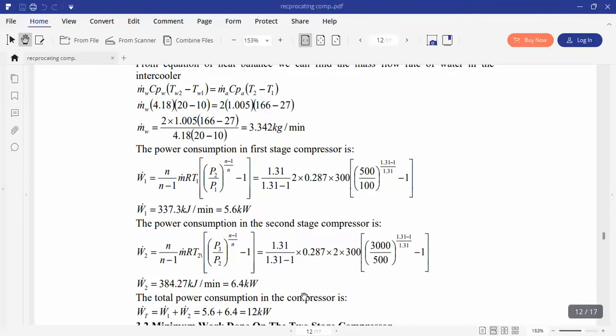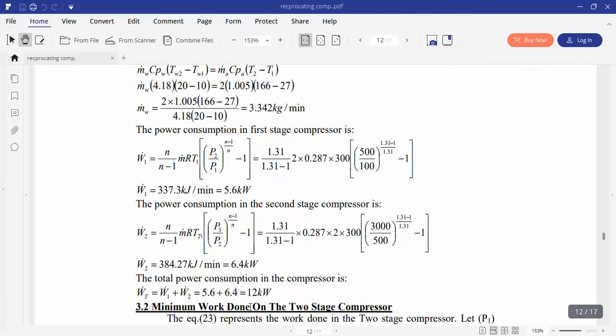The total power consumption in the compressor is equal to W dot total, W dot 1 plus W dot 2, equal 5.6 plus 6.4 and equal 12 kilowatt.